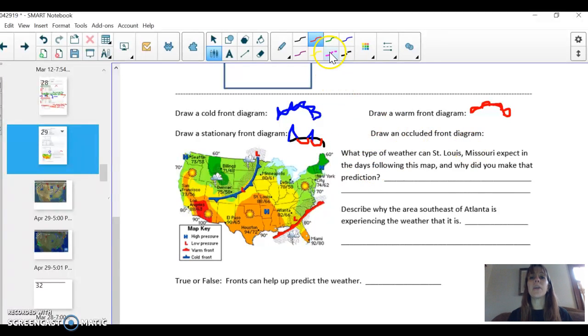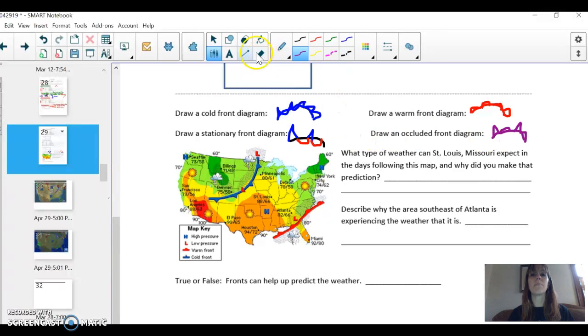There we go. And the occluded is usually going to be purple. They're all going the same direction and kind of mix. So I have a triangle, a semicircle, a triangle, a semicircle. And those are my diagrams.